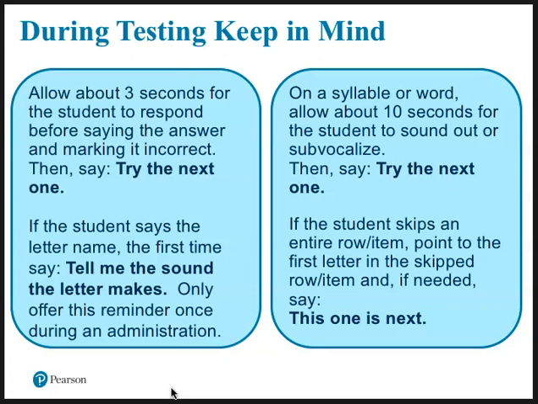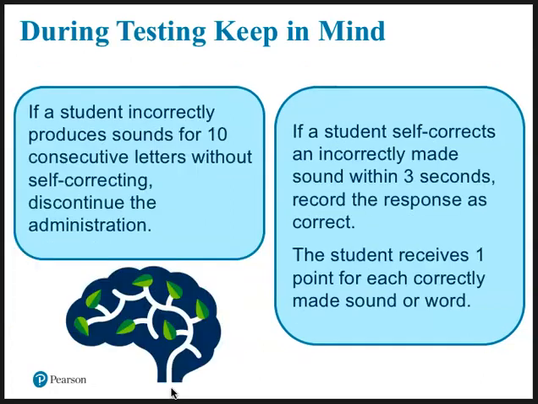If a student skips an entire row, the person giving the assessment can point to the first letter in the skipped row and remind them this one is next. If a student incorrectly produces 10 sounds in a consecutive order without self-correcting, the test will be discontinued. If a student self-corrects an incorrectly made sound within 3 seconds, they get that correct, and they receive 1 point for each sound they make.